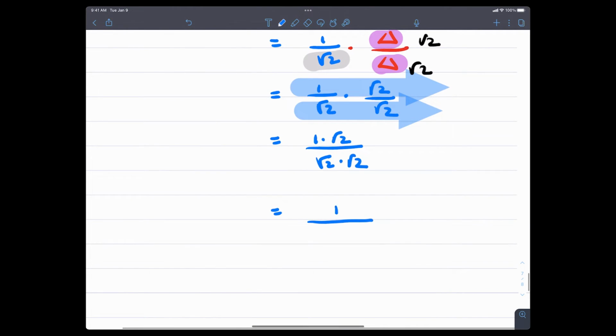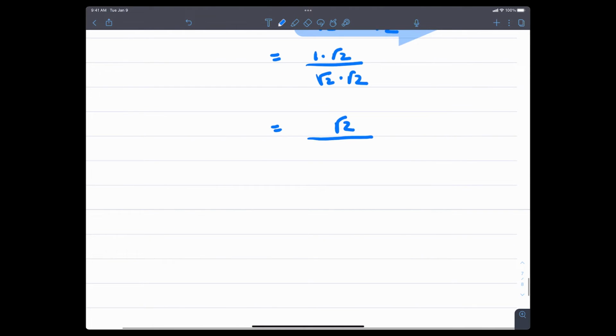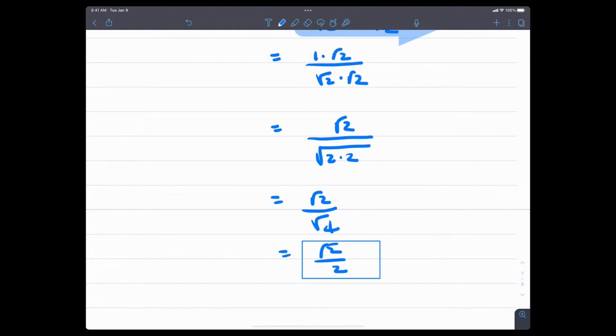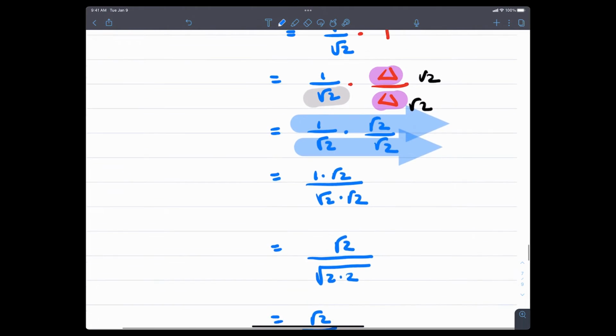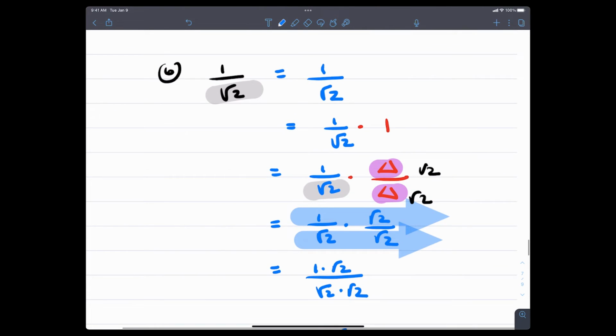1 times the square root of 2 is the square root of 2. What's the square root of 2 times square root of 2 by the product rule? Do you guys remember that? That's the square root of 2 times 2, isn't it? Is that the square root of 4? Yes. What's the square root of 4? 2. So, ladies and gentlemen, you are looking at the equivalent answer. So, this is the square root of 2 over 2.